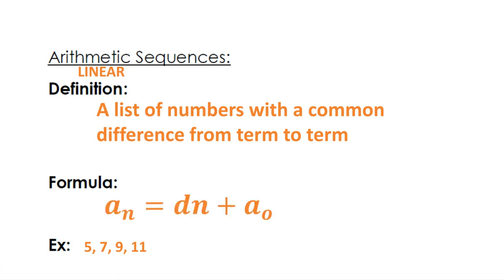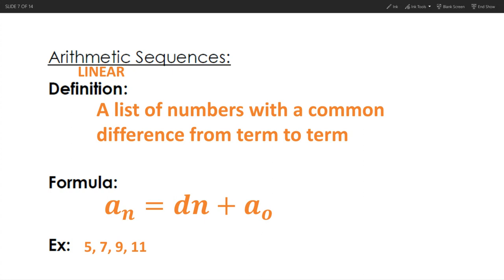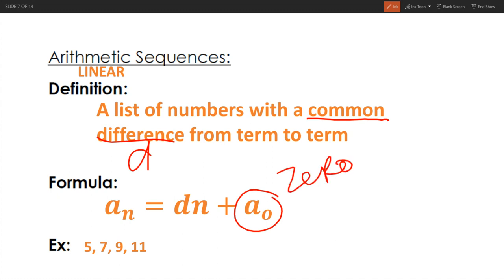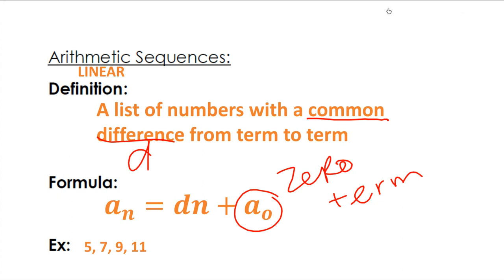The formula that we were using was a sub n equals dn plus a sub 0. Remember, d stands for the common difference. That's the letter D. And a sub 0 is your 0 term. So the only thing with arithmetic sequences was that you had to do that extra step and try to figure out, okay, well, where did I start? You're not going to have to do that for geometric.